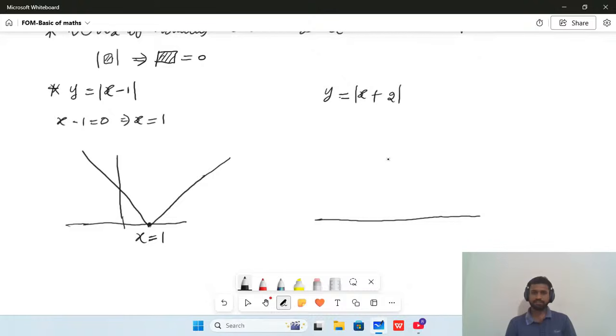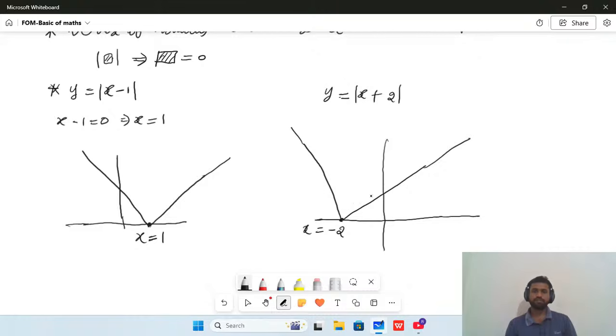So take the x-axis and the y-axis. x equals minus 2 is the critical point. At minus 2 the vertex will be there, and from here we can observe a V-shaped graph. So the graph of y equals mod x plus 2 will look like this: at the critical point x equals minus 2, the right side and left side are the same V-shaped graph.